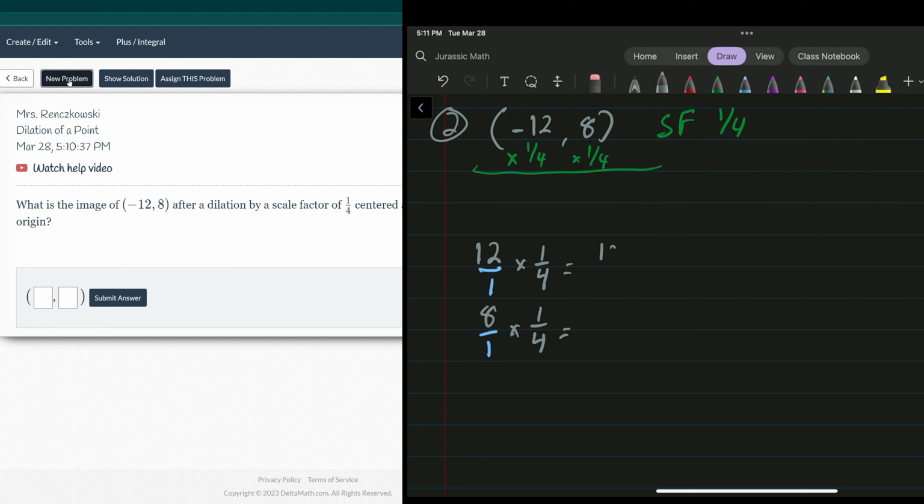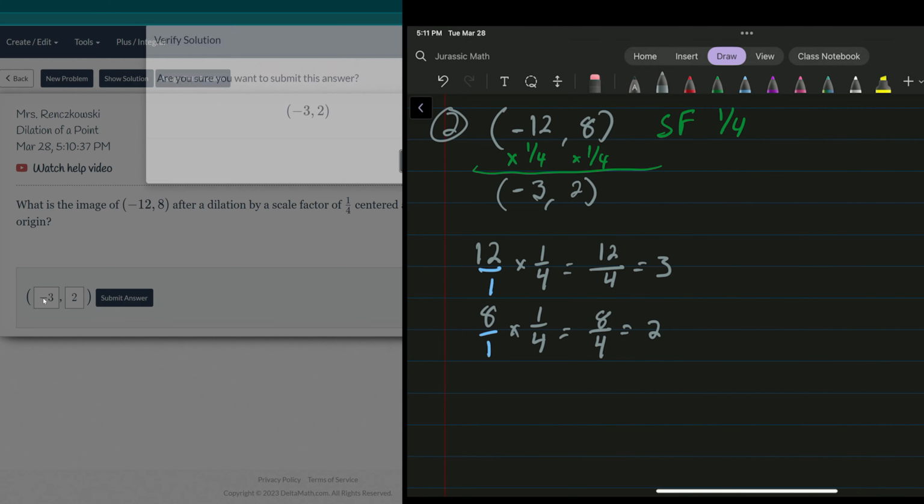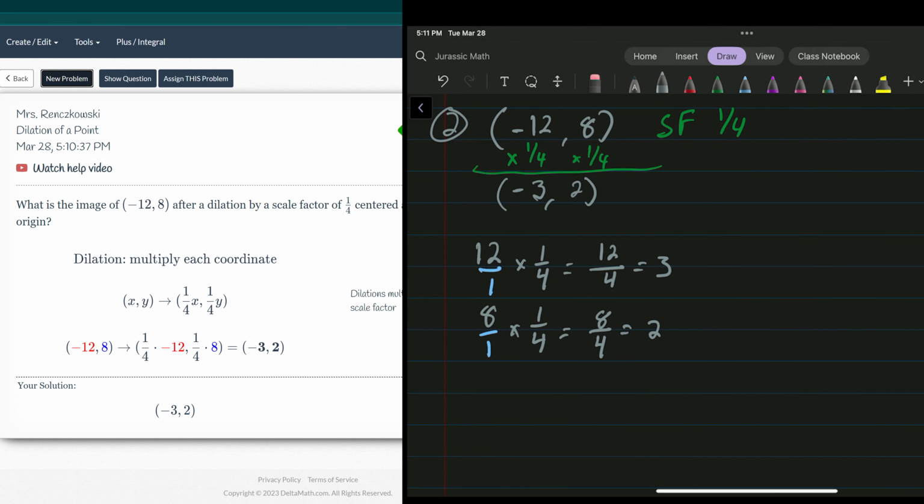12 times 1 is 12. 1 times 4 is 4. 8 times 1 is 8. 1 times 4 is 4. And then I can divide. 12 divided by 4 is 3. 8 divided by 4 is 2. This first one has a negative with it. Oh, -3. And the second one would be a +2. So if I go in here, -3 comma 2, and I get it correct.